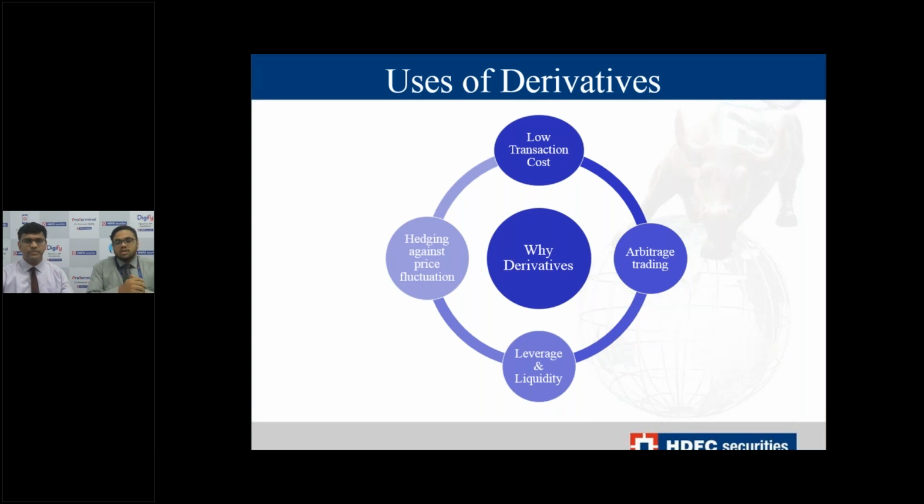If you see, the STT charges in the cash market is 0.1% on the total turnover and 325 rupees per crore. Whereas when we compare to the derivatives market, like futures, it is 0.01% on the sell side and 190 rupees per crore.